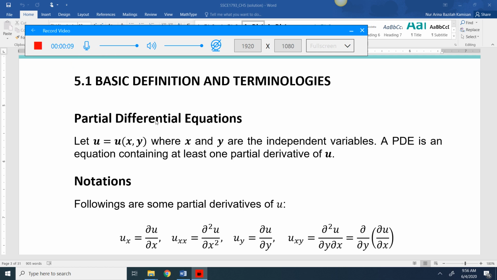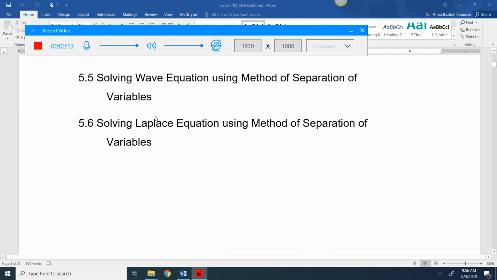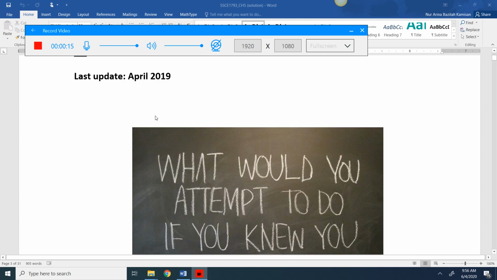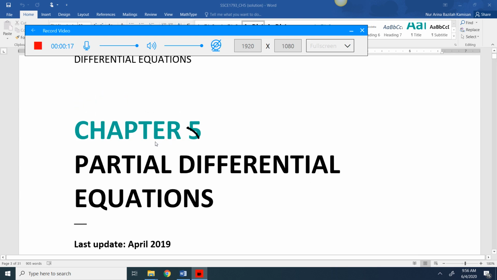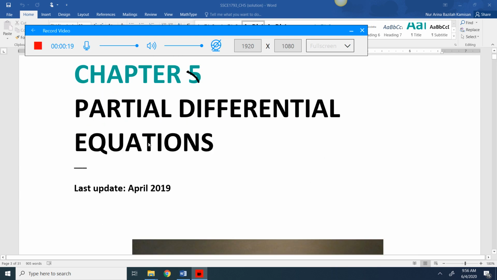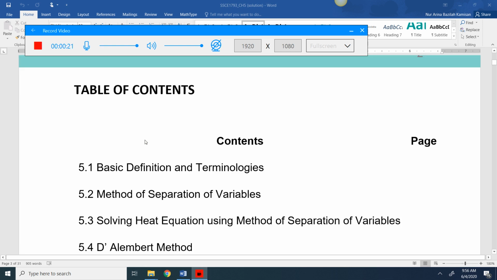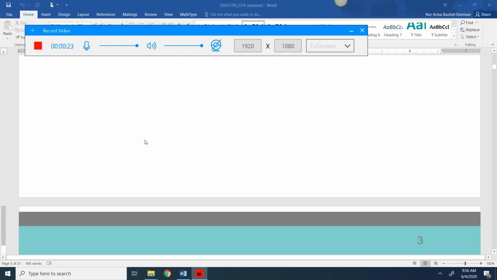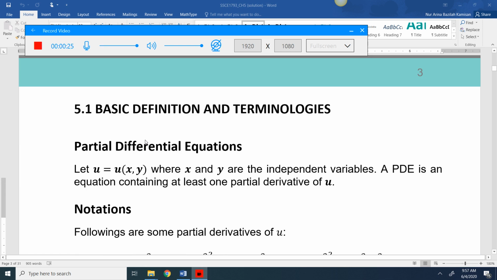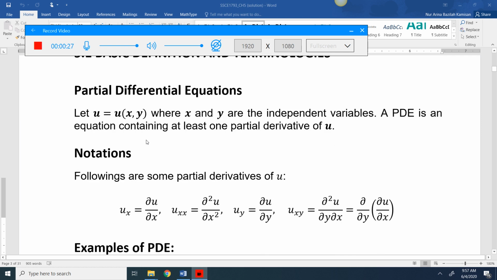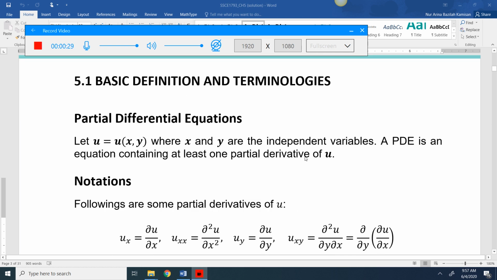So today we're going to continue with chapter 5. Chapter 5 is about partial differential equations. Some of the methods inside this chapter you have already learned in the previous chapters. So in this chapter it is more on the application, okay?